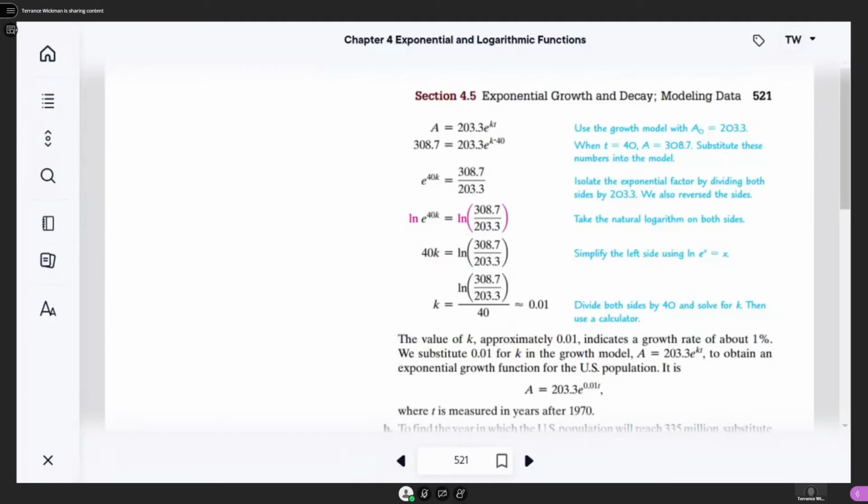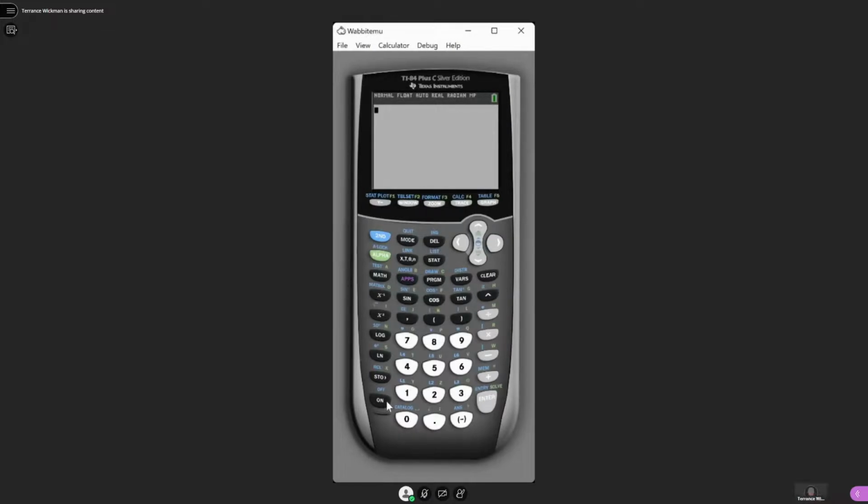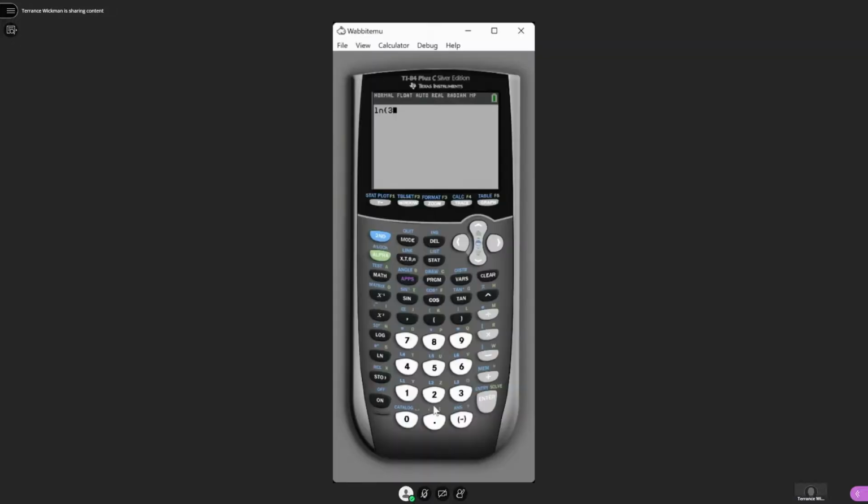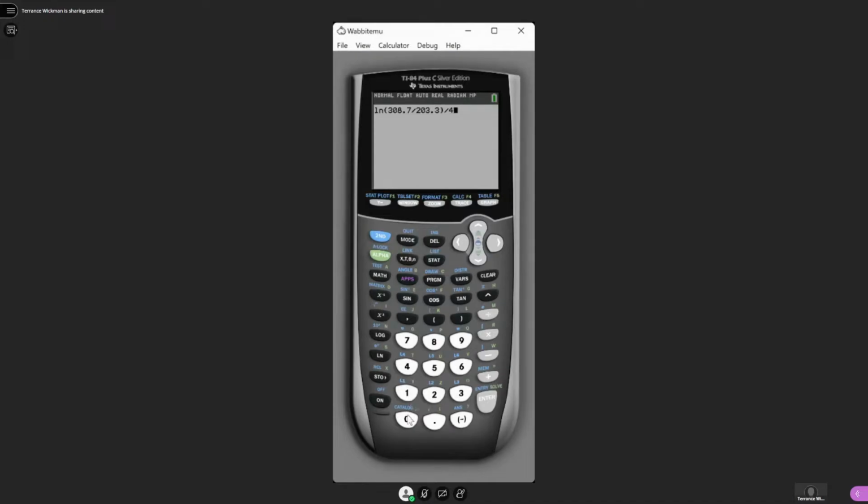So now I'm going to go to my calculator. You should be able to see it. And it's lit up. In order to solve this problem, we're going to take the ln first. It's in parentheses. We're going to take 308.7 and divide it by, still in the same parentheses, 203.3, close our parentheses and divide all that by 40. Hit enter. And you get 0.010, which is exactly what the book says, approximately 1.